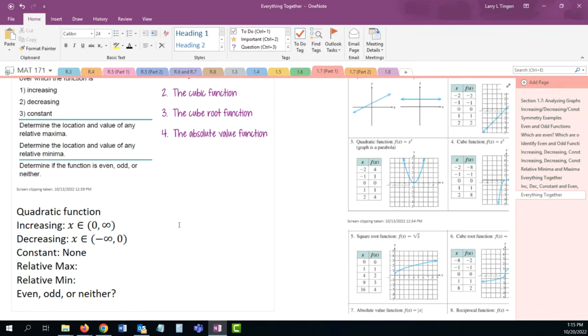Do I have a relative max? Again, looking at this parabola, do I have a relative max? Nope, because my function is decreasing and then increasing. Decreasing to increasing would result in a relative minimum. And that lowest value on that parabola is 0 when x equals 0.